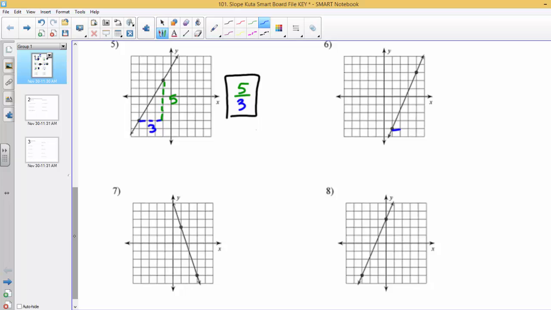Number 6. 3. 7. 7/3. You could write 2 1/3, or keep it.